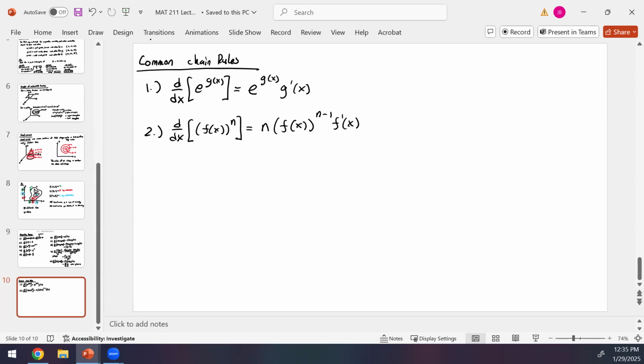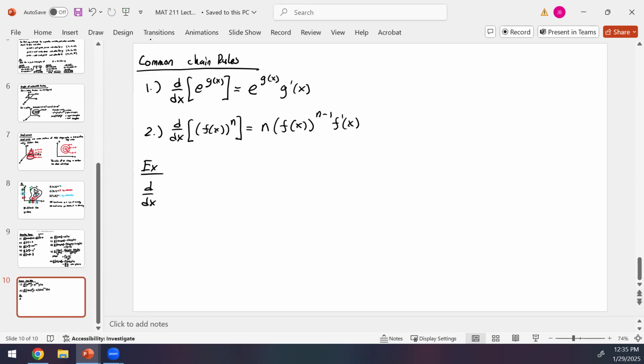Do you need to memorize them in this fashion? No, but I would at least memorize the g of x one, because that one's actually pretty useful. You do it all the time, especially when you're dealing with exponential functions. So, but in the long run, these are not things that you have to memorize like this exact formulation. And just to do an example, like I said, comes up all the time.